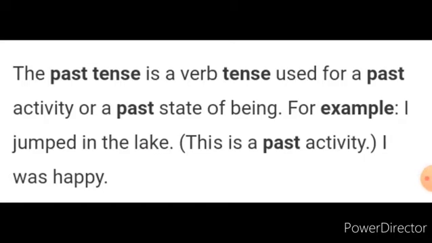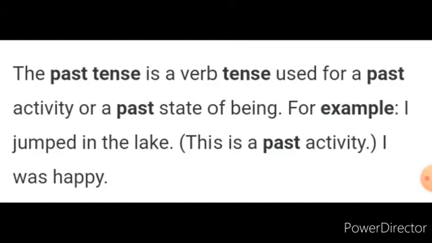Past tense is a verb tense used for a past activity or a past state of being. Understand the words past activity or a past state of being. That is past tense. The work has completed. It refers to an action which took place some time ago in the past. The work has completed in the past. That is past tense.